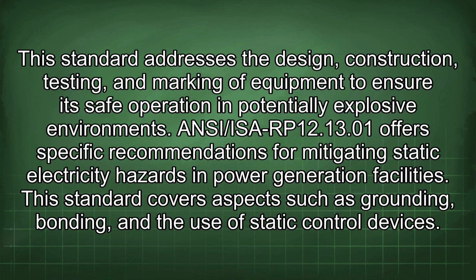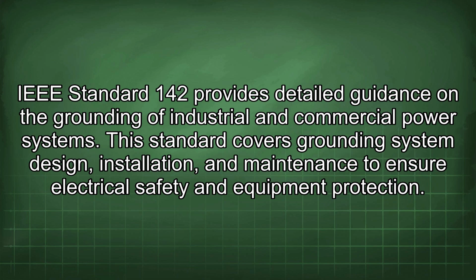ANSI/ISA RP 12.13.1 offers specific recommendations for mitigating static electricity hazards in power generation facilities. This standard covers aspects such as grounding, bonding, and the use of static control devices. IEEE Standard 142 provides detailed guidance on the grounding of industrial and commercial power systems. This standard covers grounding system design, installation, and maintenance to ensure electrical safety and equipment protection.